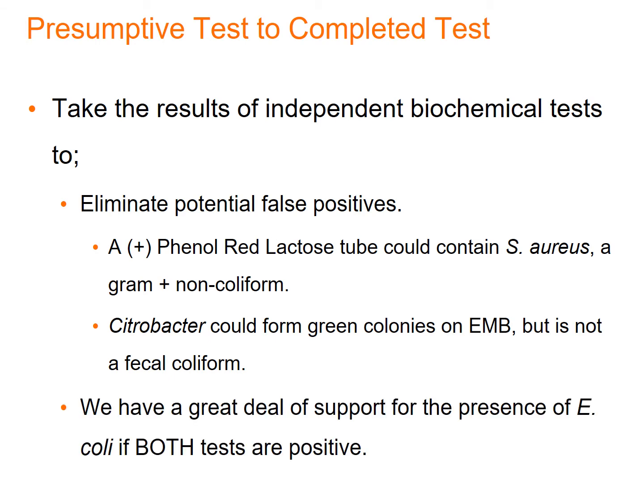By moving from the presumptive test to the completed test, we're using independent tests to eliminate those false positives and give us more support for the presence of E. coli if both of those tests are positive. And that's a key point, because Staph aureus will turn yellow and make a bubble in phenol red lactose broth, but it won't do the same thing on EMB. Likewise, Citrobacter will give a positive result on EMB, but not in the phenol red lactose broth tubes. E. coli will be positive for both.